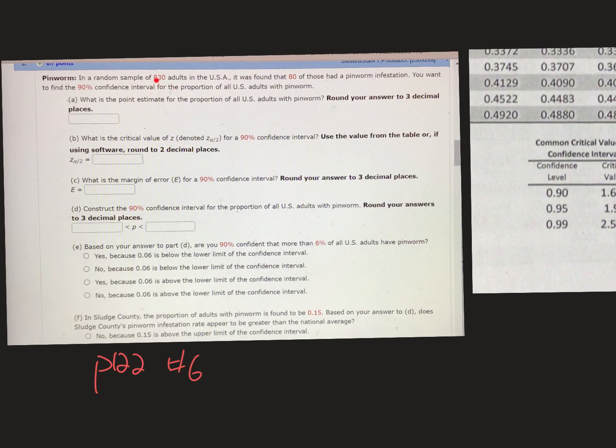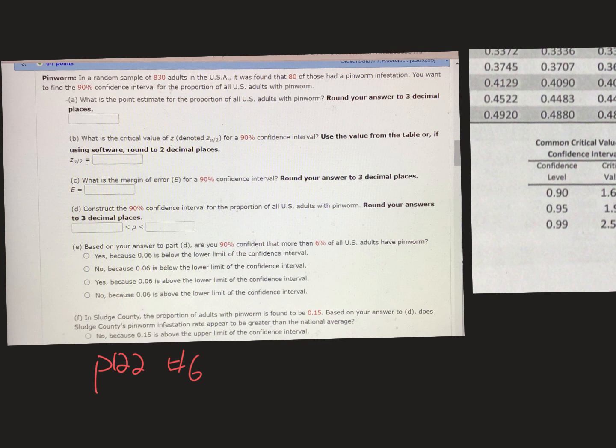I see I've got a sample. This is the number of people, and this is how many people had pinworms. I don't see anything about a standard deviation or mean or anything, so this is a proportion. Let me look in the book. It's over here, this is section 7.3 in the textbook. Okay, so I won't go grab those formulas. You can go take a look at that.